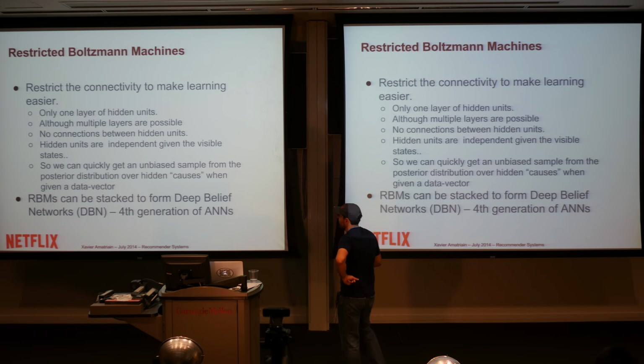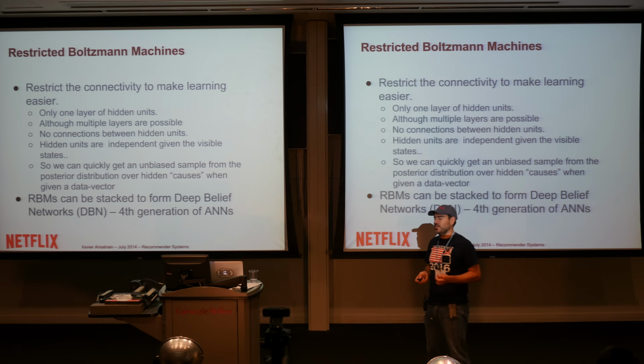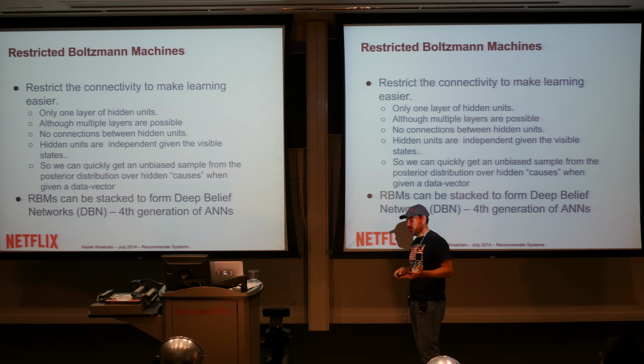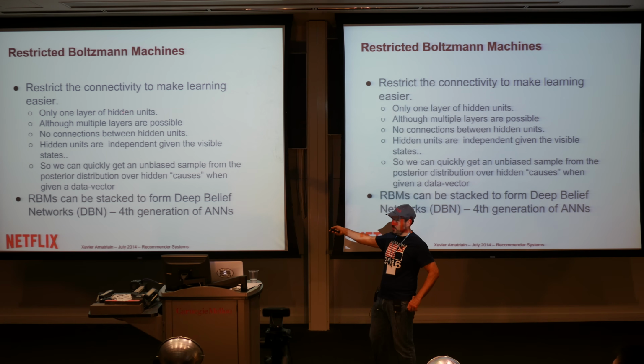So the restricted Boltzmann machine is actually a way to simplify belief networks, in which we restrict the connectivity in order to make it easier to compute the whole network. And the way we do that is by saying there's only going to be one layer of hidden units. Although you can have multiple layers, the restriction usually stands as one hidden layer. And there's no connection between the hidden units. The hidden units are independent given the visible states.